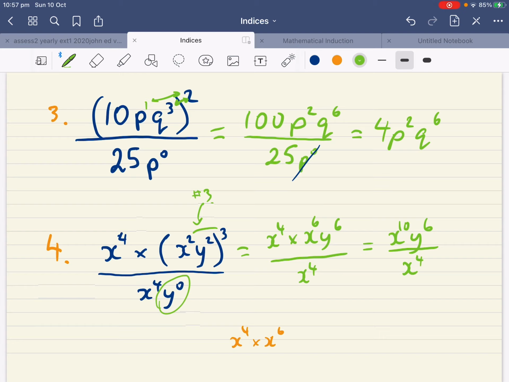Final step is the division. So just index law number 2. When dividing, what do we do? We keep the base the same and we minus the powers. 10 minus 4 gives you a 6. And you've got the y to the 6. And that there is the final answer.